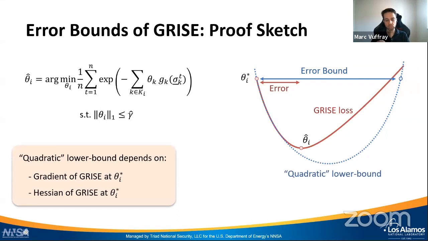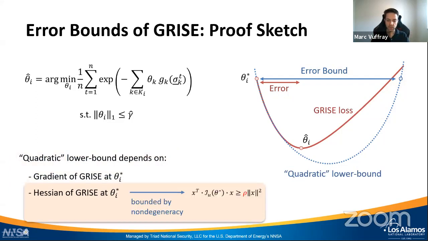So intuitively, if you do a quadratic lower bound, there are only two quantities that are involved. It's the gradient of this empirical loss function at the optimum and the Hessian of this function at the optimum. The gradient is fairly easy to bound and understand how it behaves. And the Hessian is the interesting part. This is actually bounded away by this conditional Fisher information matrix. So this is where this conditional non-degeneracy naturally comes back into the problem.